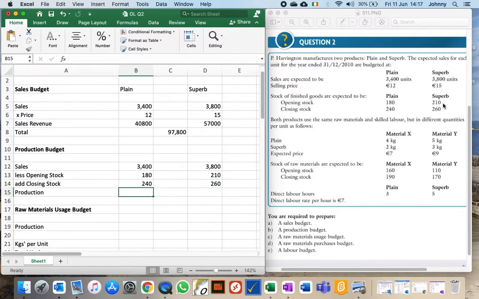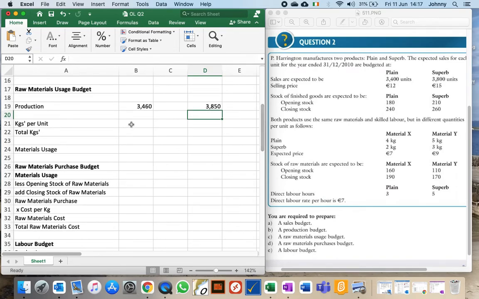Now in both cases I've already made the opening stock, so I don't need to make that. So I've taken that away, but I do need to make extra to have as my closing stock. So there's my production, and I do the same thing over there. The production number then will dictate the amount of materials that I'm going to need to go and buy. So when we start doing our raw materials usage budget, we start with our production.